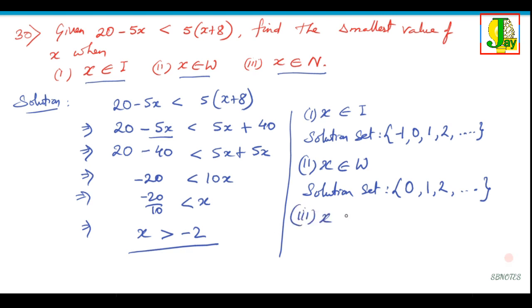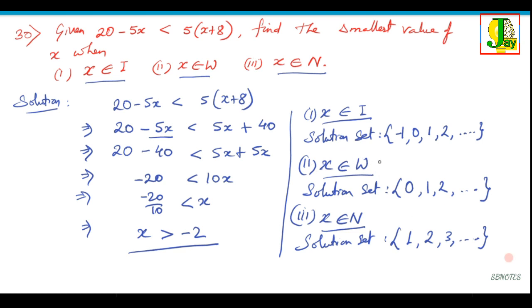So the third part, x belongs to natural numbers, and here solution set again changes since natural number starts from 1, all the positive integers. So we have to start from 1, 1, 2, 3, and again that's never ending. So depending on the replacement set we have, our solution set changes each and every time.